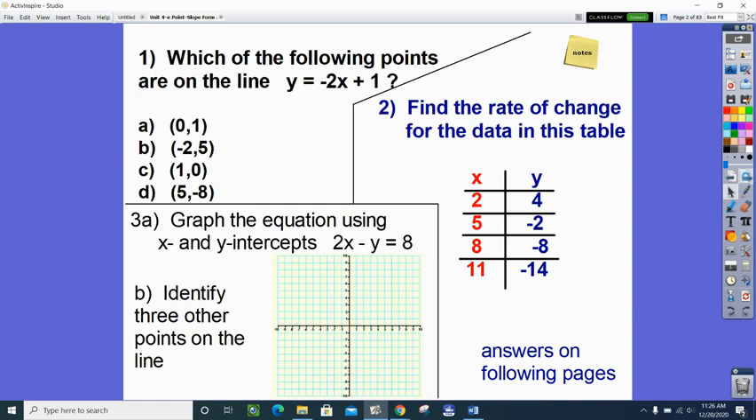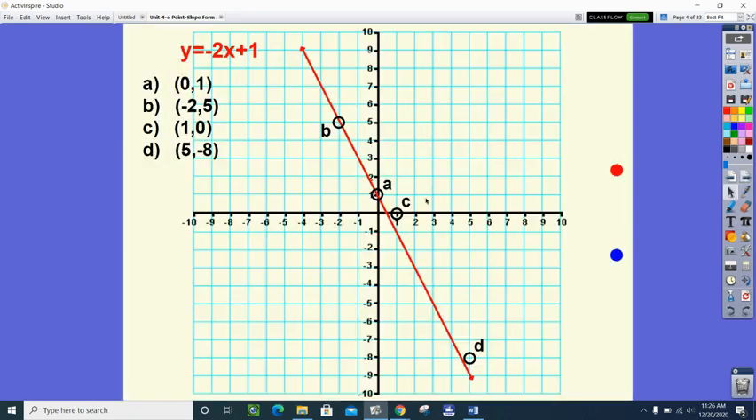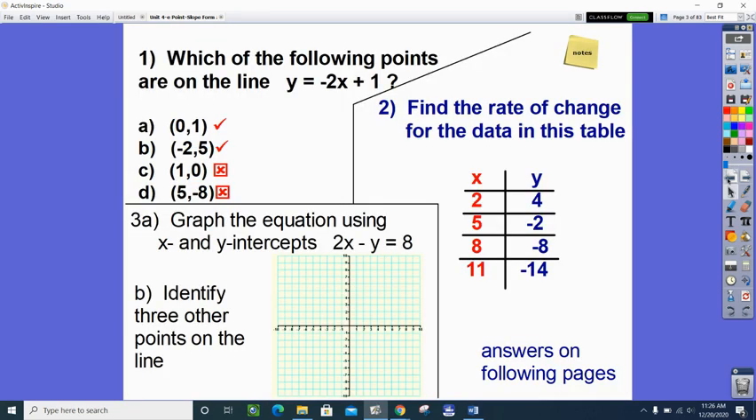I'm going to show you the graph so you can see what would happen. There is the y-intercept of 1, down 2 over 1. I draw my line, and then I plotted 0, 1. He's on the red line. -2, 5. She's on the red line. 1, 0 is not, and 5, -8 is not. So you can see the picture there, but you didn't have to graph it to be able to do that. Okay, so the next one is find the rate of change for this data in the table.